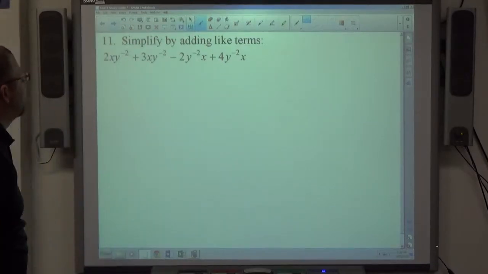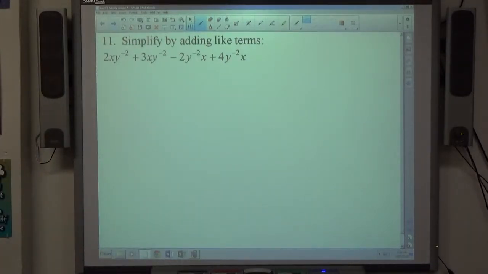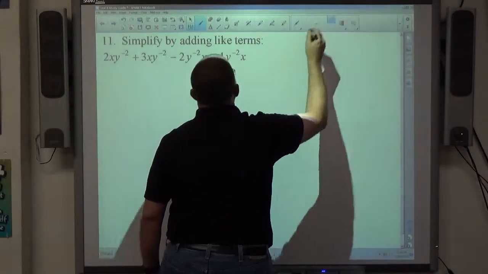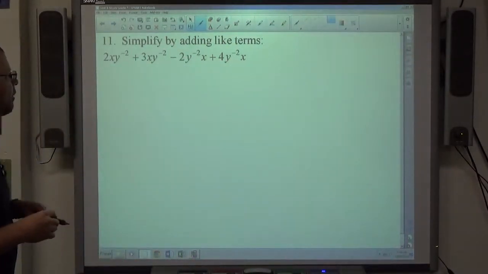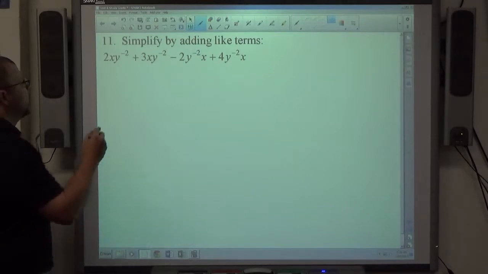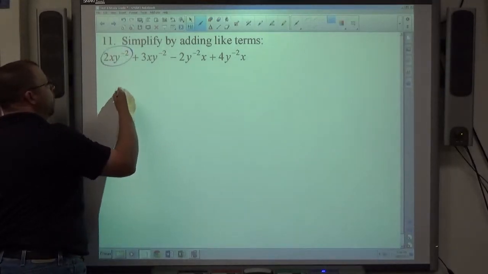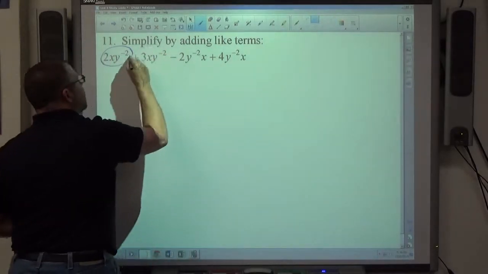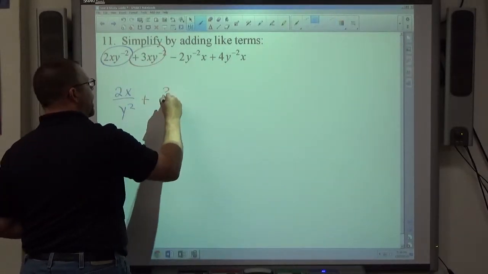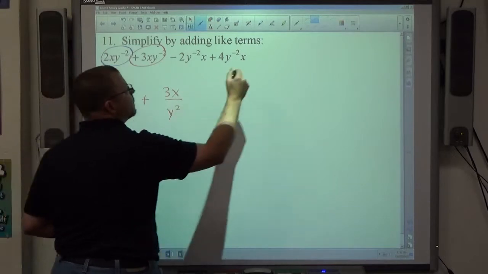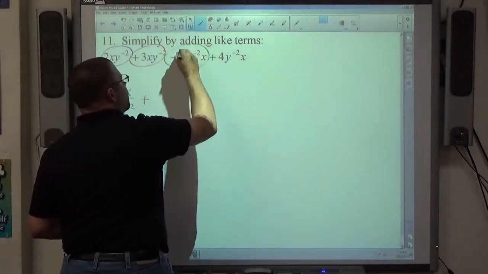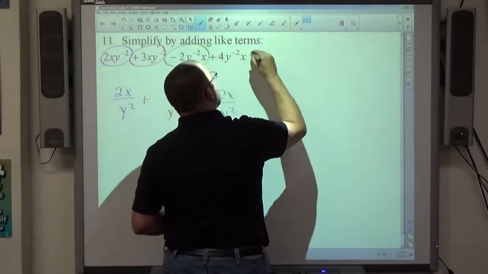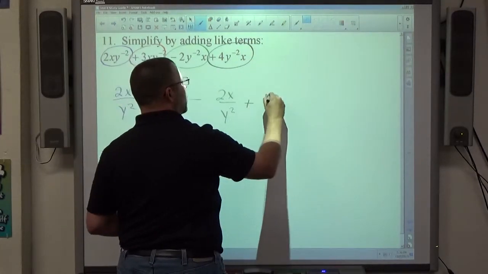Number 11, simplify by adding like terms. Okay, notice this one has negative powers in it. We don't like negative powers. So the first thing I would do is I'd fix it so they all have positive powers. So this right here is 2x over y squared. This one here is plus 3x over y squared. This one here is minus 2x over y squared. And this one here is going to be plus 4x over y squared.